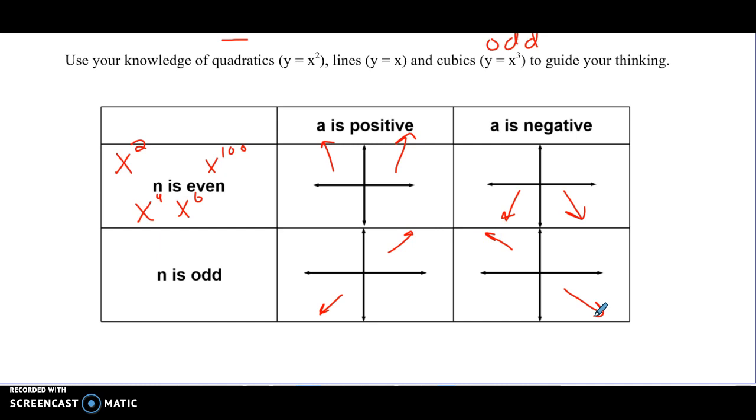So now, real quick, I want an example in each of these boxes of a leading term. So remember, none of the other stuff matters. I'll do the first one. An even positive would be something like 2x to the 6th. 2x to the 6th would have that end behavior.